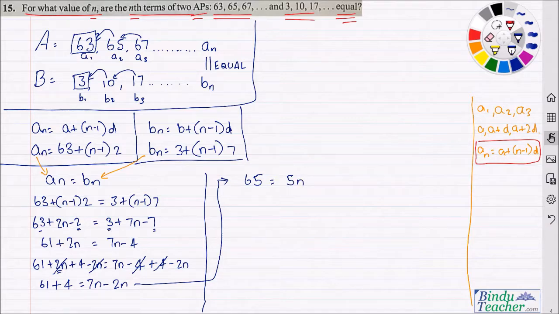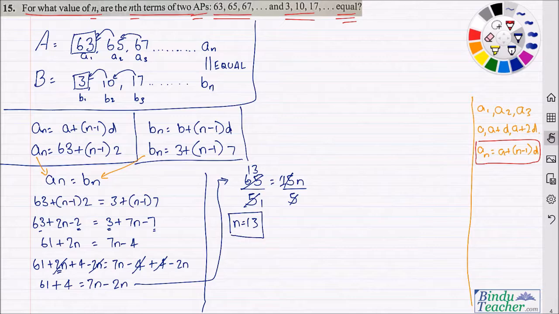Now I want to get rid of 5, so I will divide by 5. I will balance the equation by doing the same action on the left hand side of the equation as well. So we have 5 divided by 5, which is equal to 1, and 5 into 13 equal to 65. So we get the answer n equal to 13.